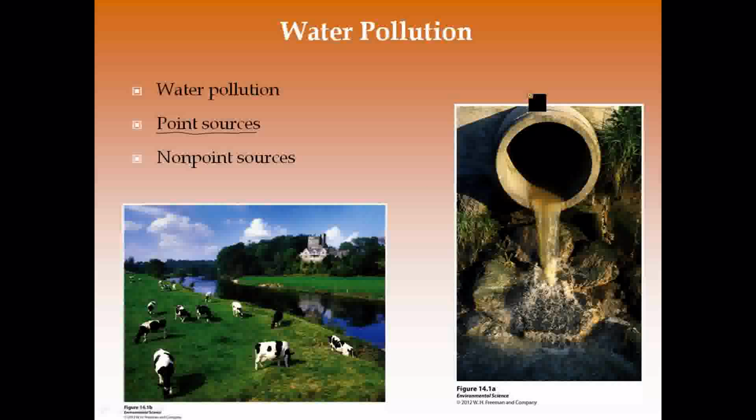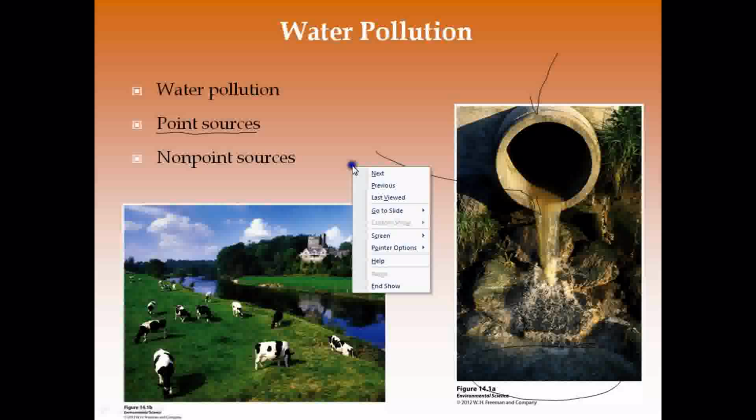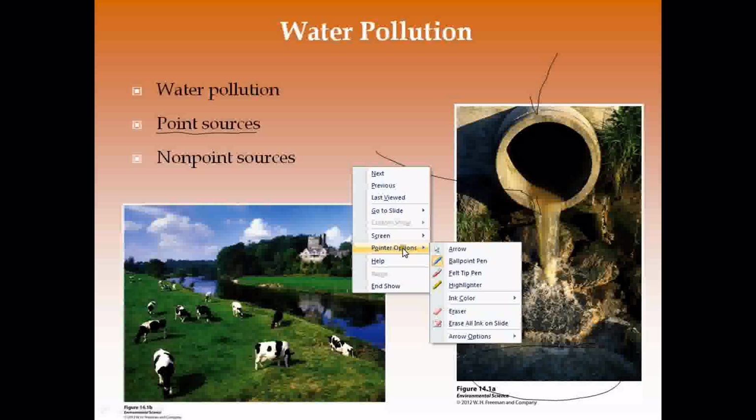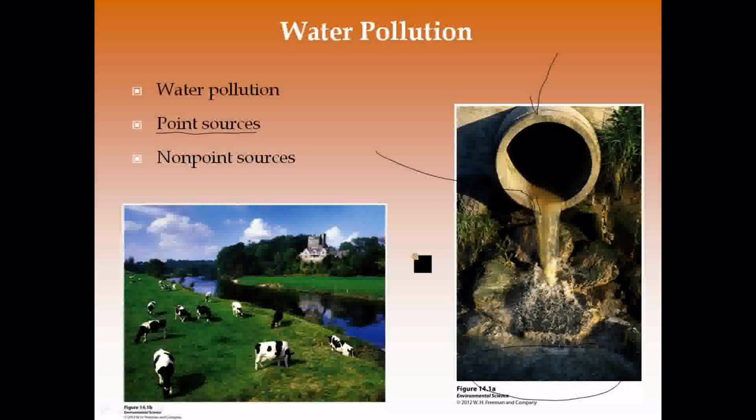The best way I can tell you to remember point sources is you can point to it. You can say, look at that nasty stuff that's coming out of that drain right there. That's a point source of pollution for this body of water. And this blue just isn't making it, is it? I'm going to have to switch to red. So this body of water is being polluted by a point source of pollution.